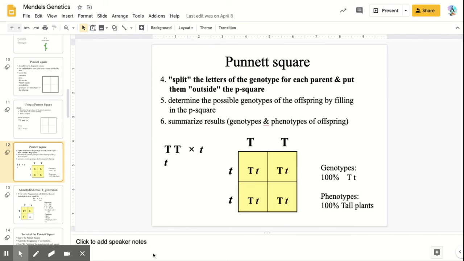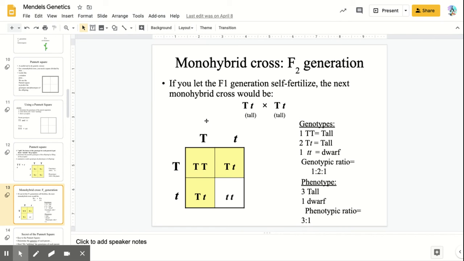Then we are going to talk about the genotypes and the phenotypes. The genotypes, remember, are our genes. So these are our genes. So 100% of our plants are big T, little t. Our phenotypes, what they look like, all tall plants, 100% tall. Now we need to make the F2 generation. This is where it can get a little more confusing.